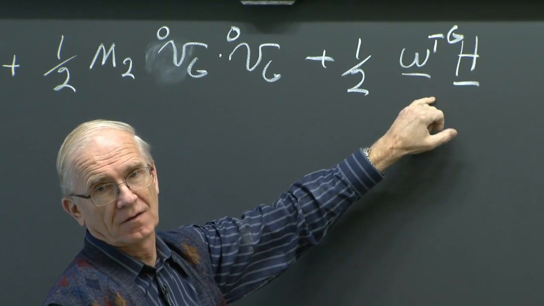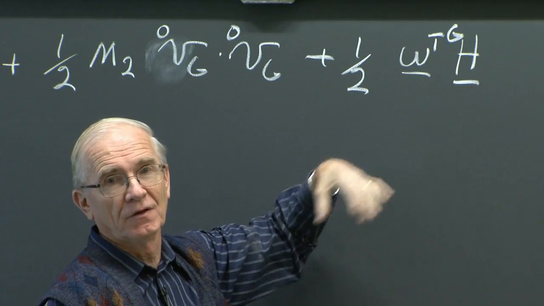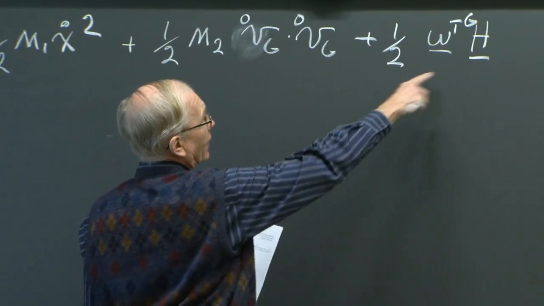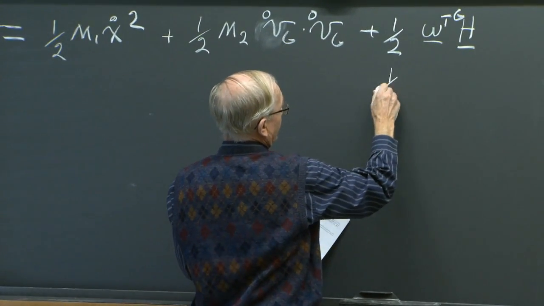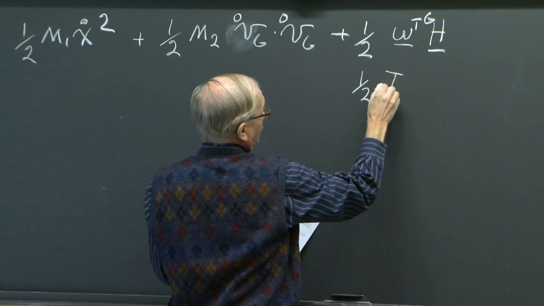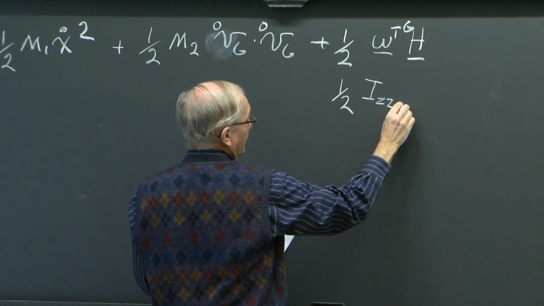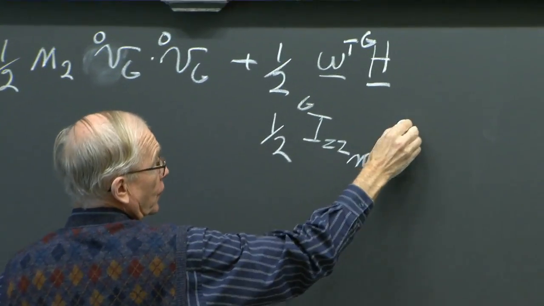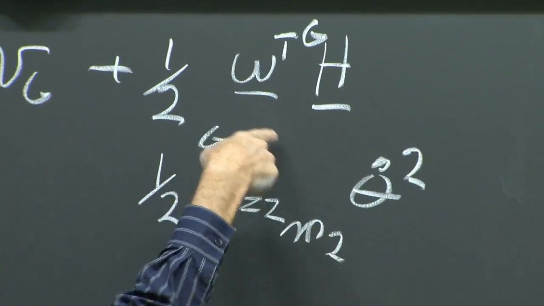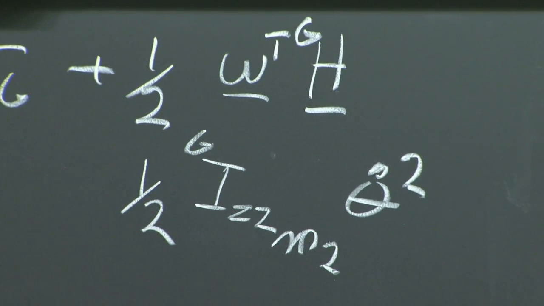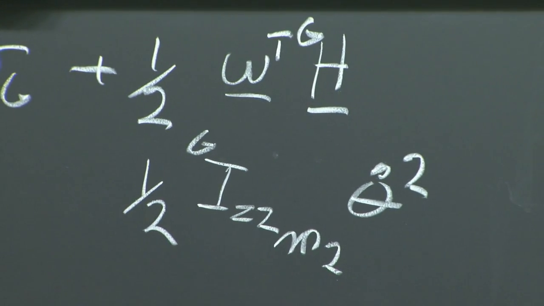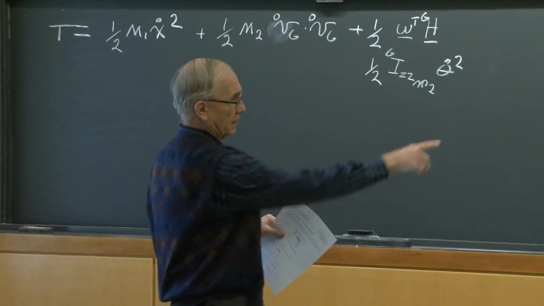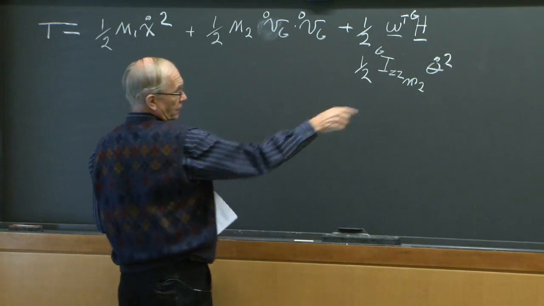It will come out to that because this is a planar motion problem and there's only one component of rotation. So this will work out to be 1/2 I_zz of m2 with respect to G times omega z squared, in this case theta dot squared. That's what this term will reduce to, but don't assume it just out of the box. And then you need this term, and that's why we need VG. So you need to put that piece in over there.